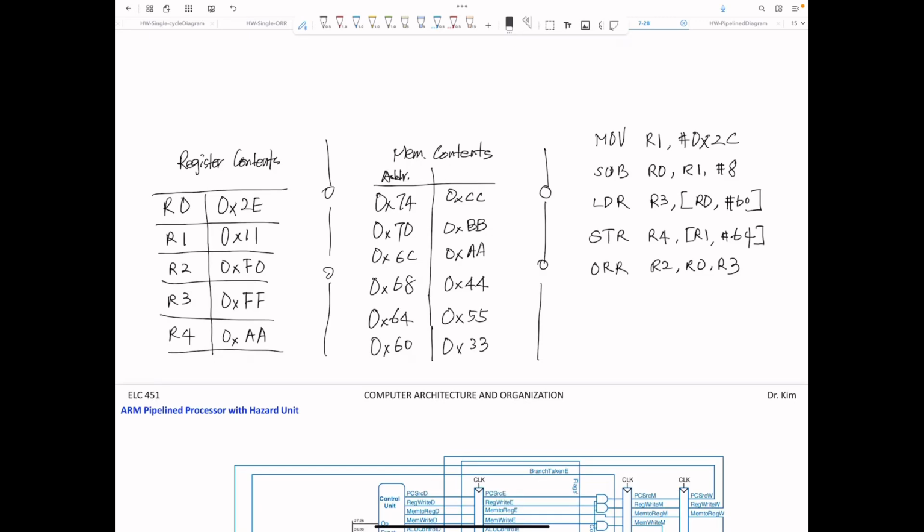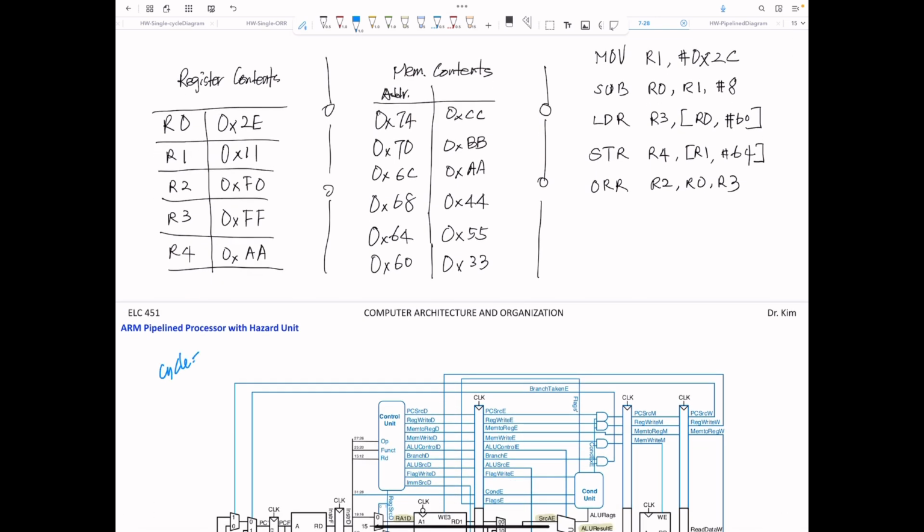So let's work on the homework problem. You are given 5 instructions. We're going to fit these 5 instructions into the pipeline. And you are also given register contents and memory contents.